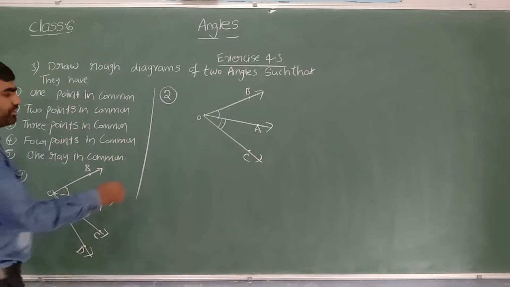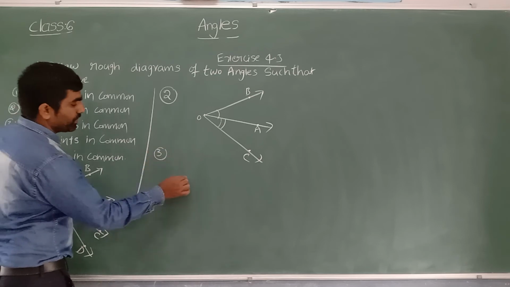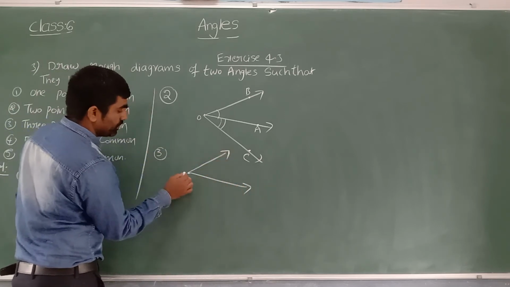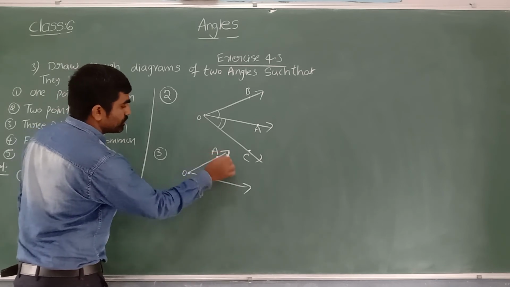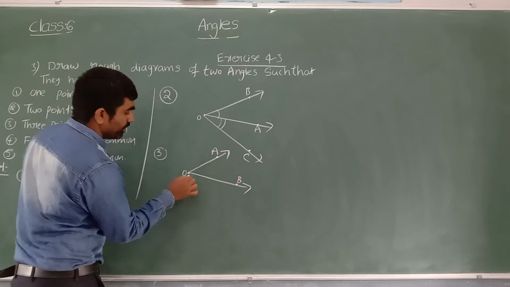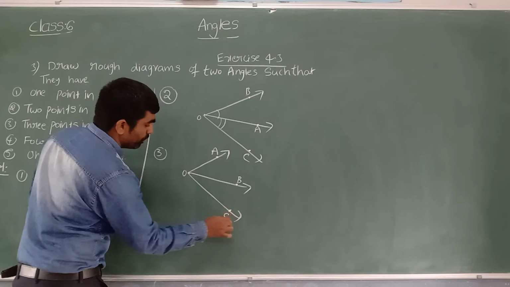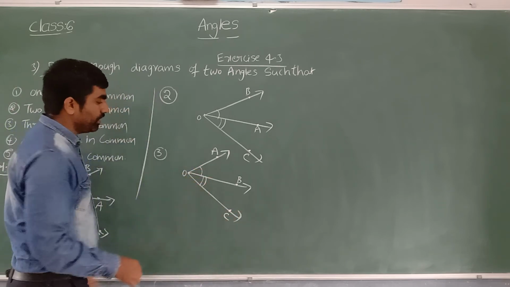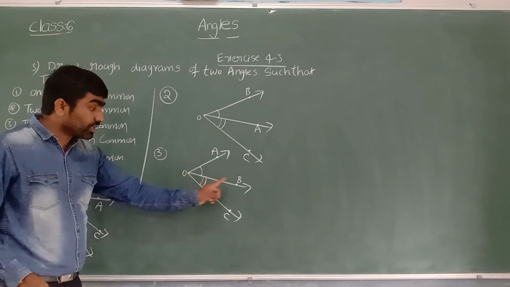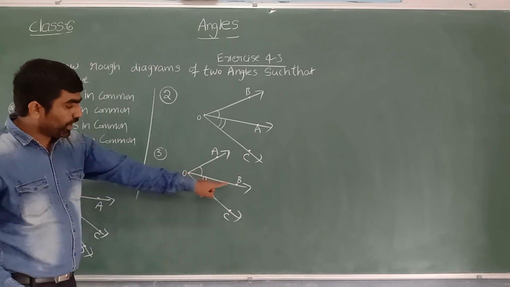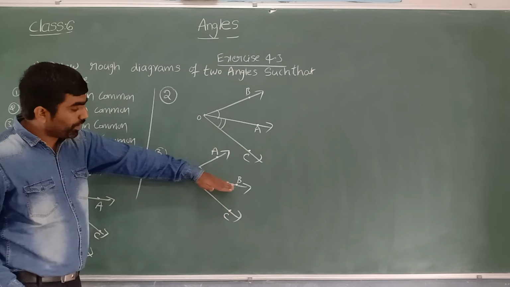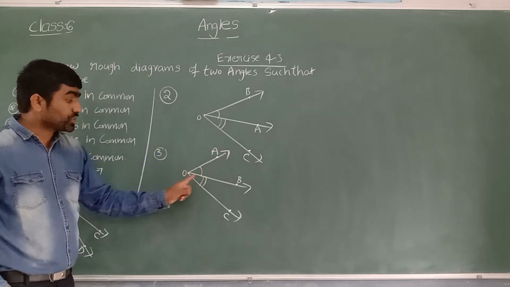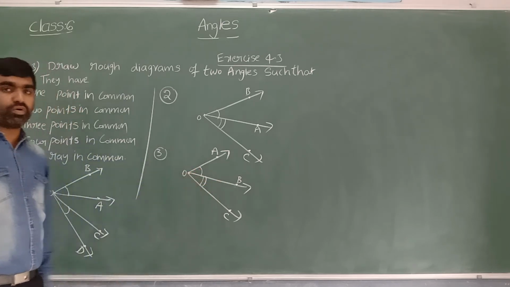Next one is 3 points. 3 points we can take. Yes. Let me draw one ray, one more ray. So name it: one is ray OA, one more is ray OB. We'll take one more, ray OC. Now here you can see one angle, here two angles, the second angle. Now these two angles have how many points in common? O and B. O and B are the points which are there in angle AOB and also in angle BOC. These two are called common points of both the angles.